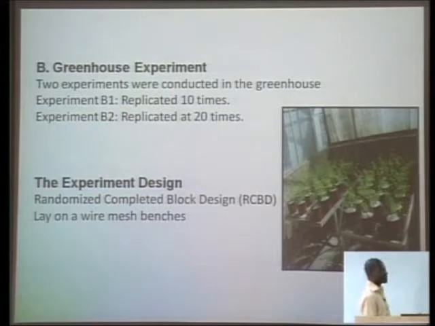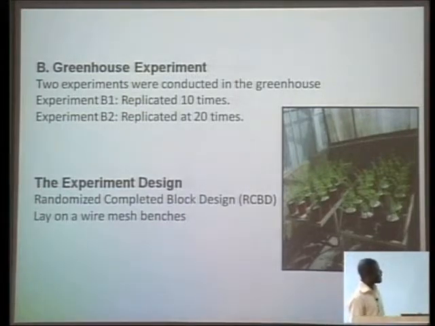In the greenhouse, the experiment was divided into two. The first one was replicated 10 times, and we sampled twice to check for the contribution of the isolates to the growth of the chickpea. And then experiment 2 was replicated 20 times, and it was sampled four times to also check for nodule formation.